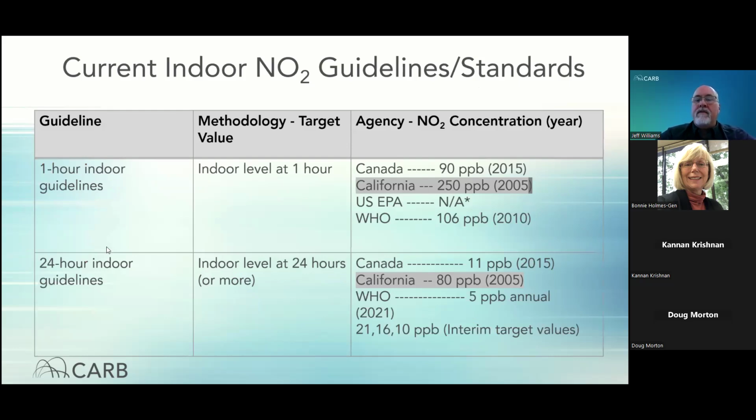This is a snapshot of the current guidelines from CARB, along with those from Health Canada and WHO. And I think what stands out here is you can see that CARB's 1 hour and 24-hour guideline values at 250 and 80 ppb respectively are significantly higher than the current Health Canada and WHO indoor guideline levels.